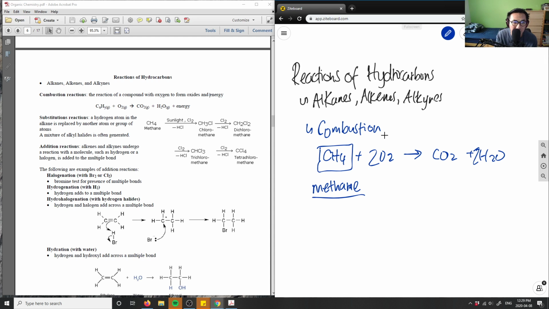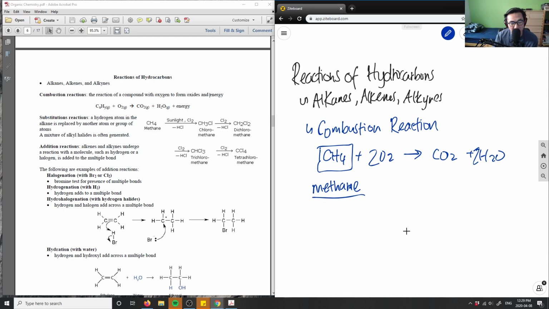So this here is a combustion reaction, and we can actually combust alkenes and alkynes as well. And I can show you the structural formulas, and we can always balance these chemical equations. And so a combustion reaction is something we're already familiar with. In combustion reactions, we burn, or we add oxygen to a hydrocarbon, and it makes carbon dioxide and water.